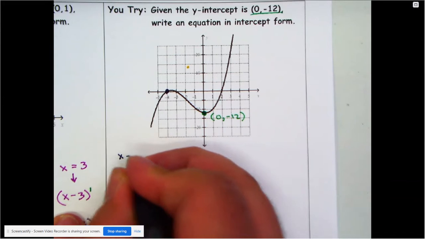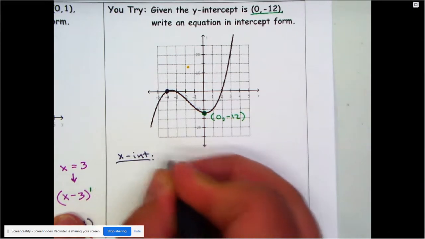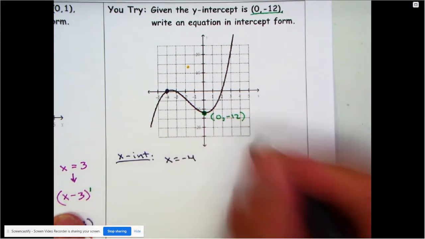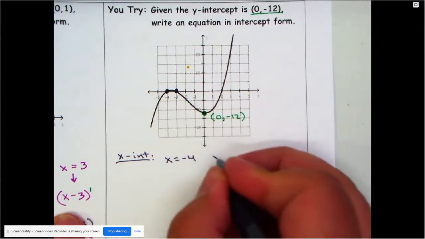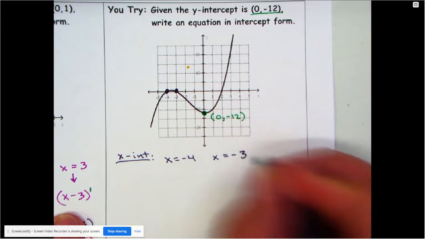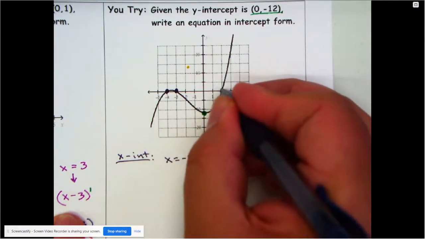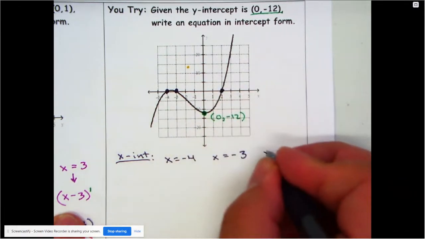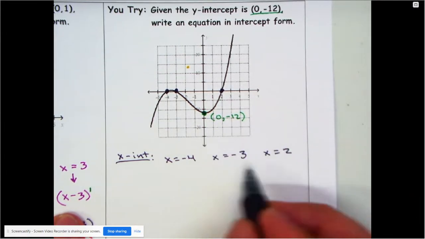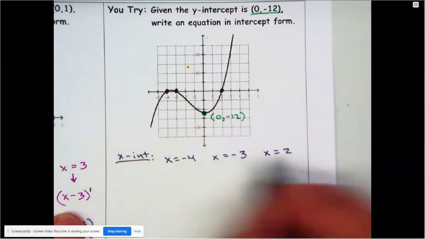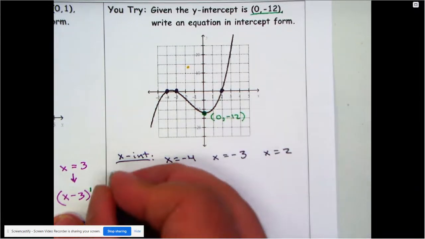So here come my x-intercepts. X equals -4. And notice right next to it, we have one at -3. So x equals -3. And then we don't have another x-intercept until we get to the number 2. Again, this is not an x-intercept. I don't make it a part of this. Only x-intercepts go here. Those eventually become my factors.